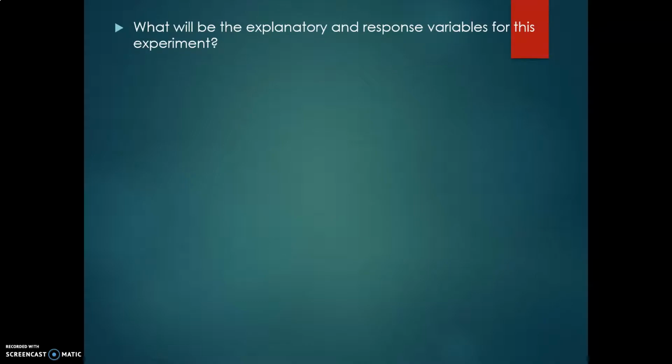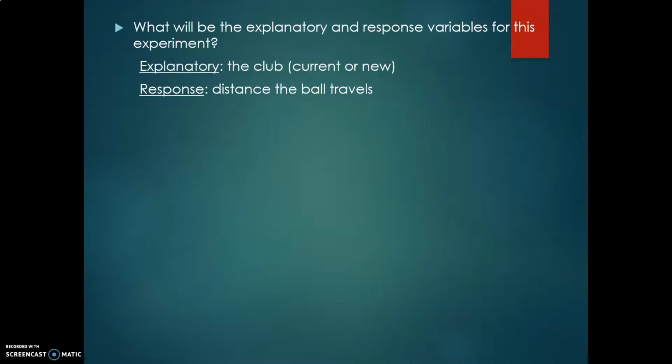When we're looking at the explanatory variable and the response variable for this experiment, our explanatory variable will be the club, the new club or the current club, whereas the response variable will be the distance that each ball travels when it's hit.